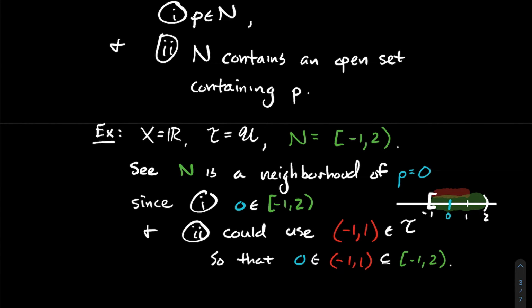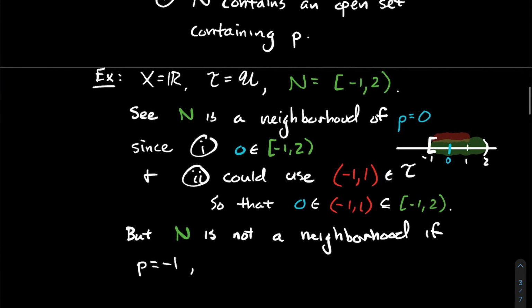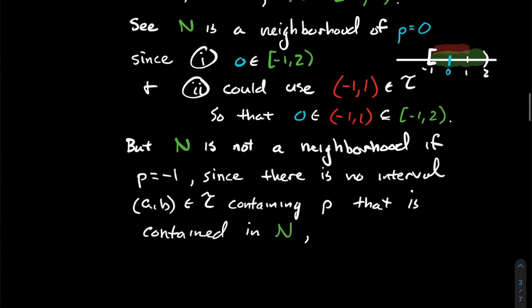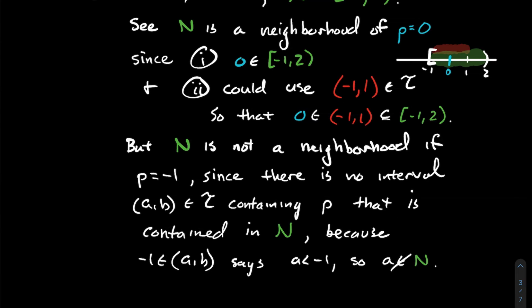So notice here that N itself is not open, right? That's okay. So some books don't require neighborhoods themselves to be open. Some books do because it makes things a little bit easier going forward. But N here is not going to be a neighborhood of P equals -1 because there is no nice open interval from A to B that contains -1 that's also contained in N, right? If you think about it, that's because if -1 is in some interval from A to B, then that says that A is definitely to the left of -1. Well, there's no way then that that interval could be inside of N, since the farthest left that N goes is -1. So A is not in N.